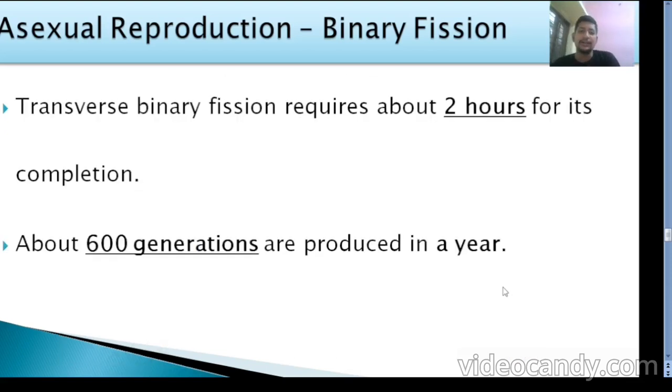Okay, and if you ask me the question, how much time is required to complete this process? Transverse binary fission requires about 2 hours for its completion, and in a single year 600 generations are produced. So a huge, rapid multiplication takes place. Within a year 600 generations are produced, and this is all about the asexual reproduction in paramecium.